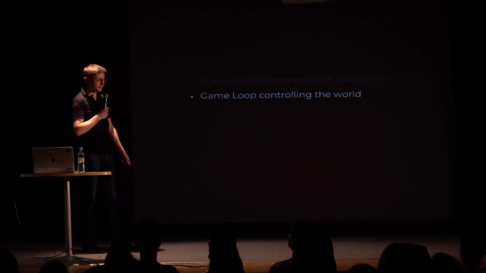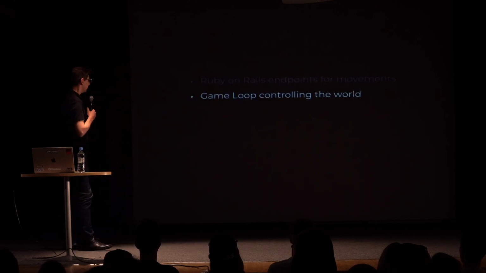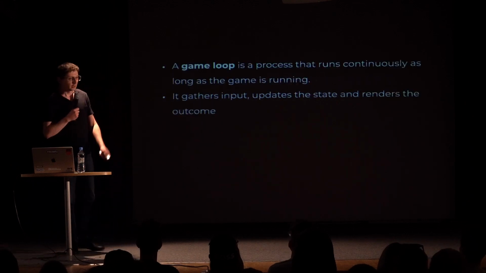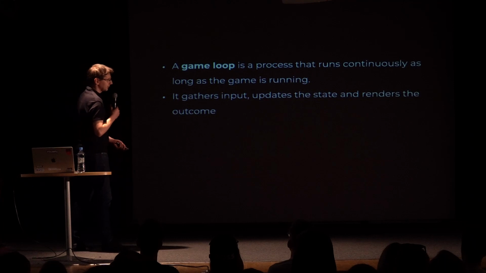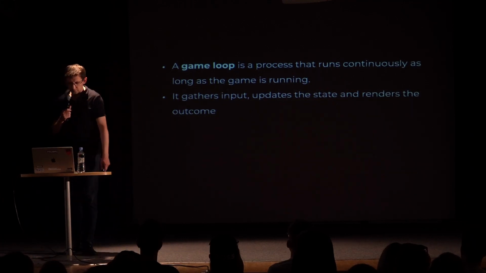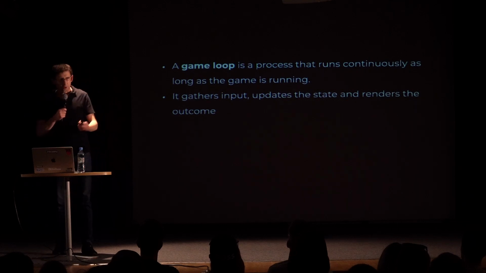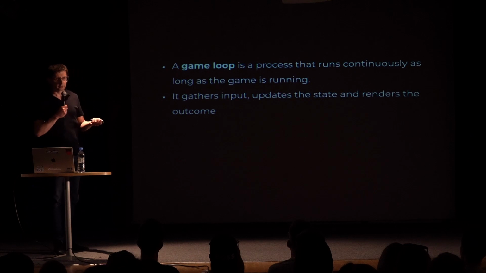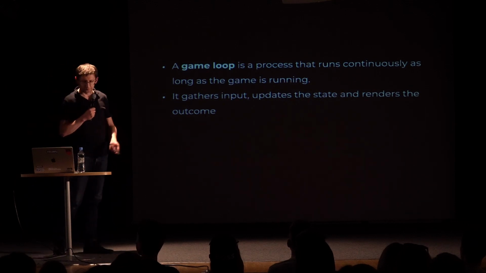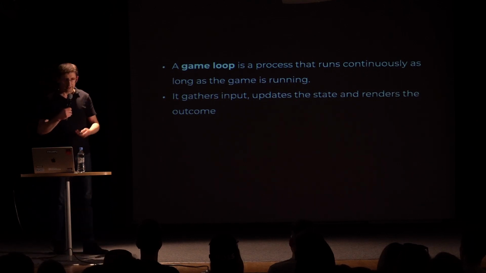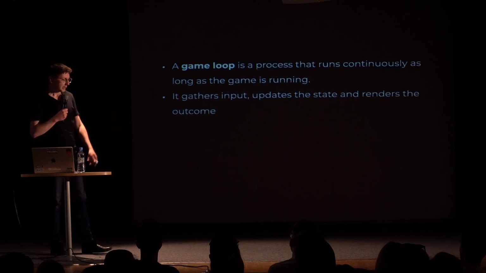And for that, we have a game loop. The game loop controls the world, but what is it? A game loop is a process that runs continuously, as you can read. It runs as long as the game is running. It's pretty much a while true loop. It gathers input, it calculates what should be the next state, and eventually it renders some outputs.